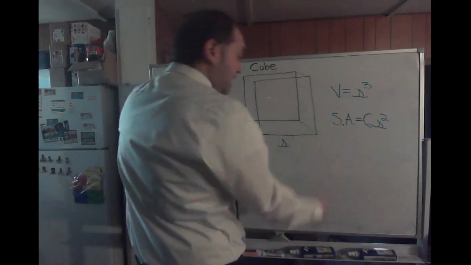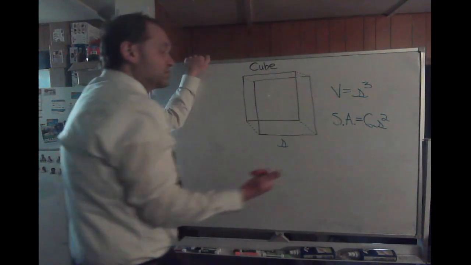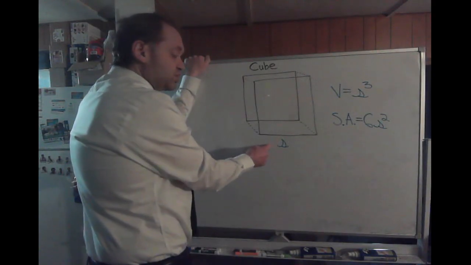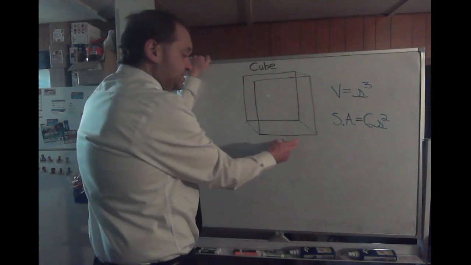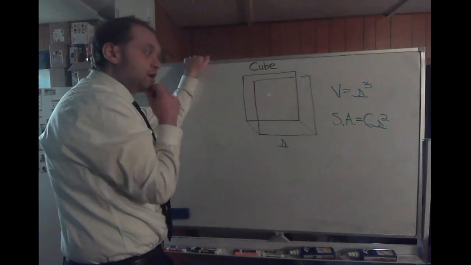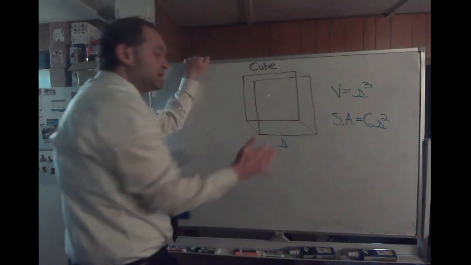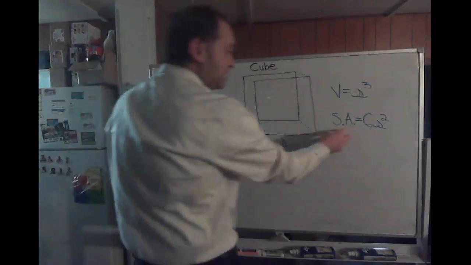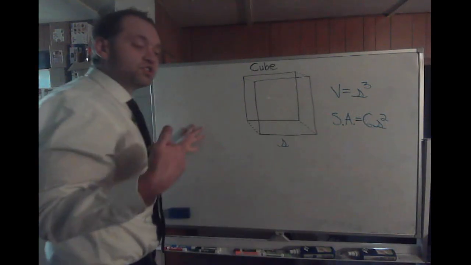And the surface area, of course, you're going to take the area of one of the squares, which is a side to the second power, and then you're going to multiply that by 6 because there are 6 faces that are squares. So the surface area of a cube is 6 times a side squared.